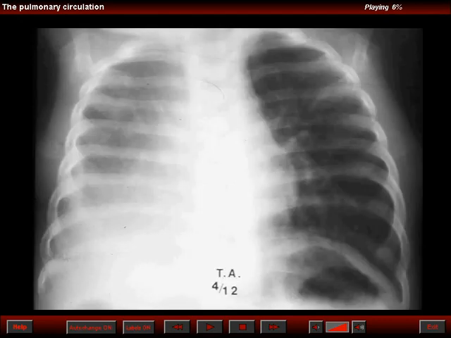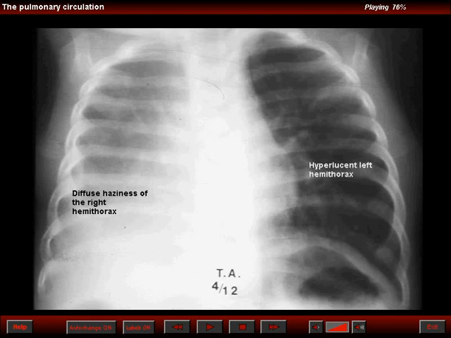Another example of a horseshoe lung, this could be a case of a hypoplastic right lung syndrome. Note a diffuse haziness of the right hemithorax and hyperlucency of the left. Note that we see indistinctly the right heart border.